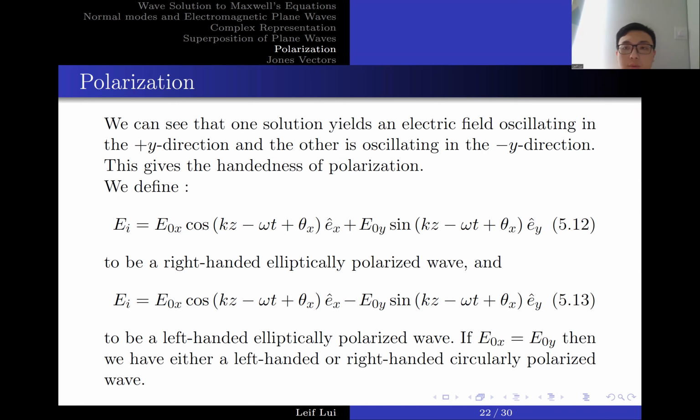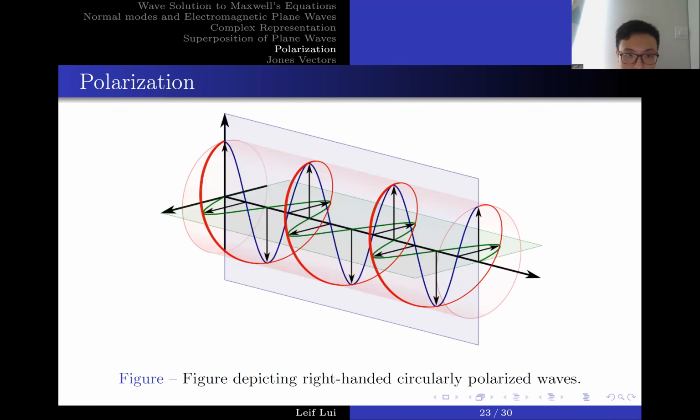And we can see this is more apparent when we look at a figure, right? So let us look at the electric field here. We can see that the blue one, let's say, is the electric field in the y direction, and the green one is the electric field in the x direction. And in this case, E naught x and E naught y are equal, so we get a circularly polarized wave. But this doesn't really make a difference in terms of the physics, right? Here, we can see that they are exactly pi over 2 out of phase.